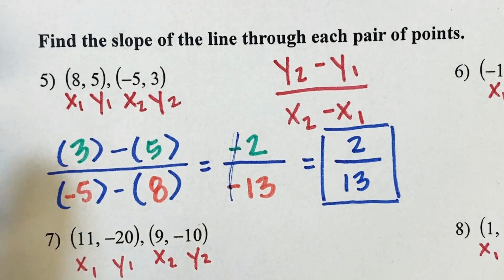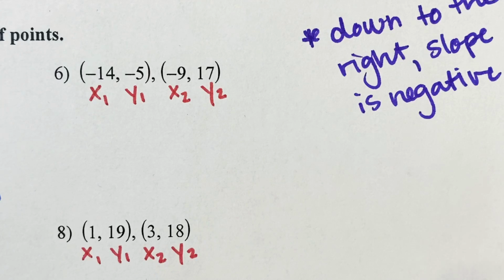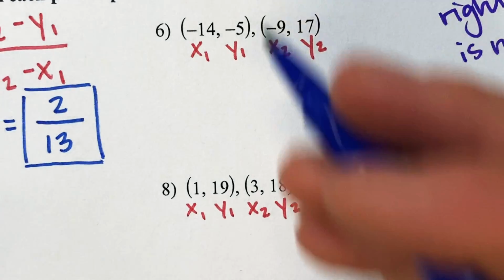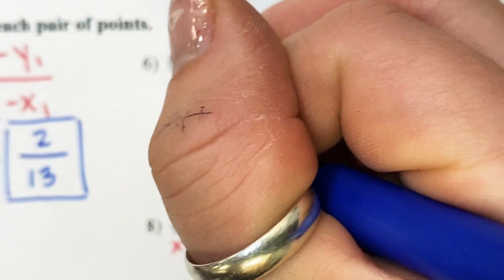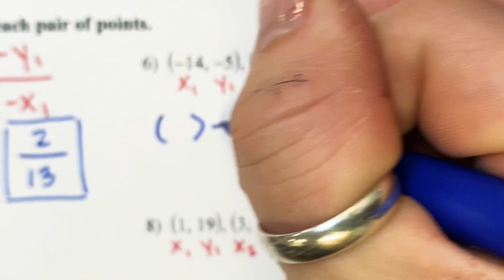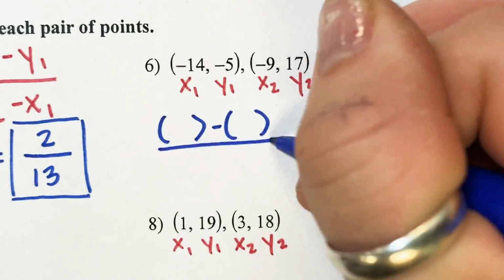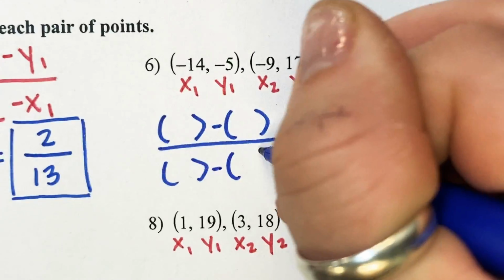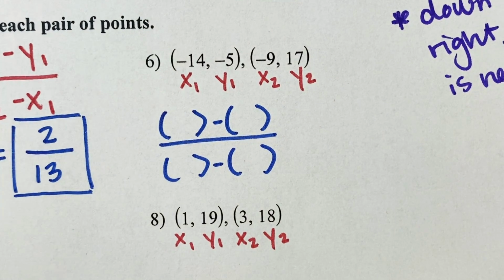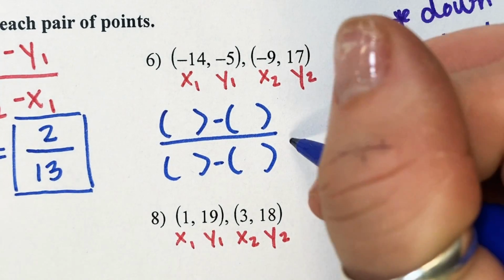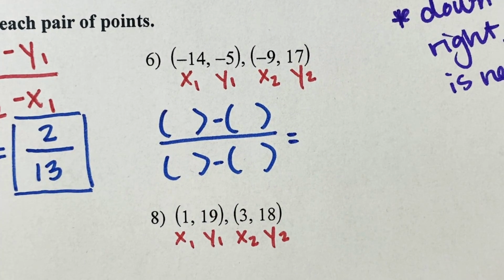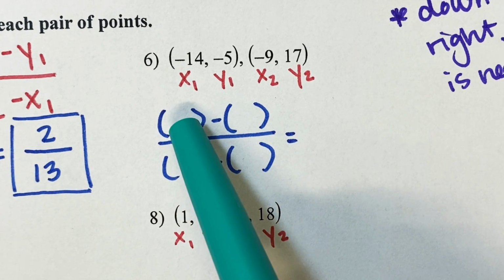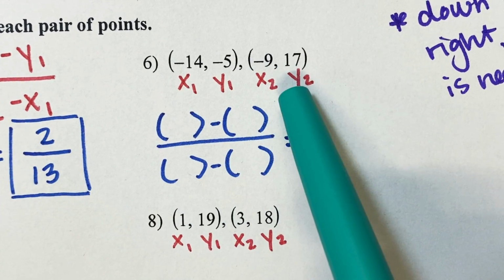Let's do it again for number 6. We're going to rewrite our formula just using the spaces again: y2 minus y1 over x2 minus x1. Now let's fill in those spaces. Let's start with our y's. y2 is on top, right? So what number is above y2?